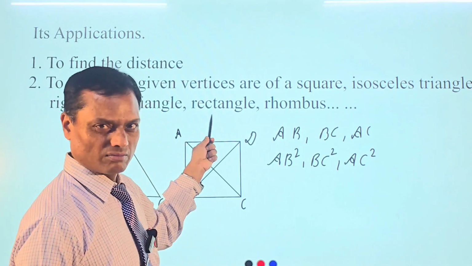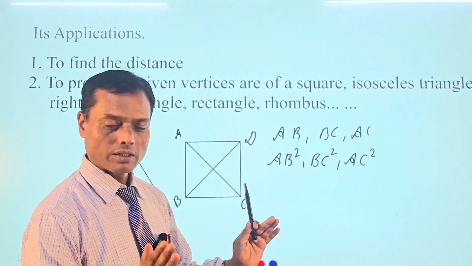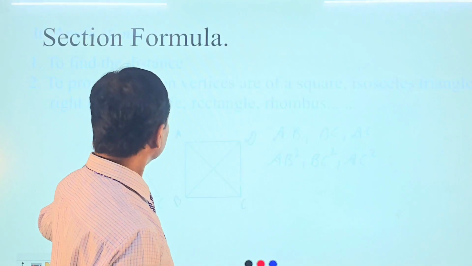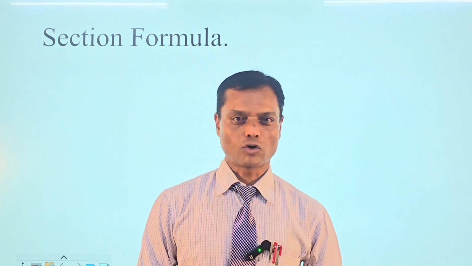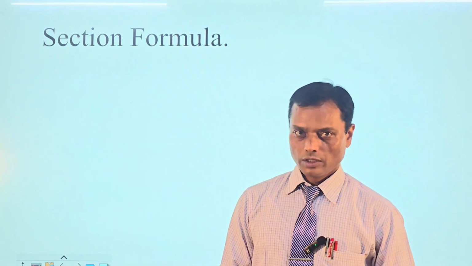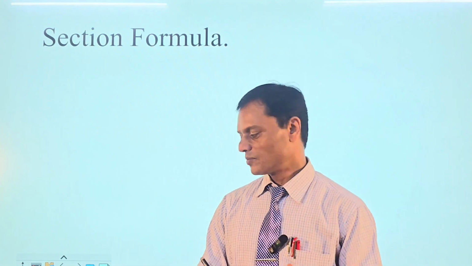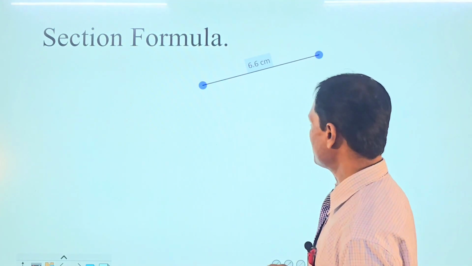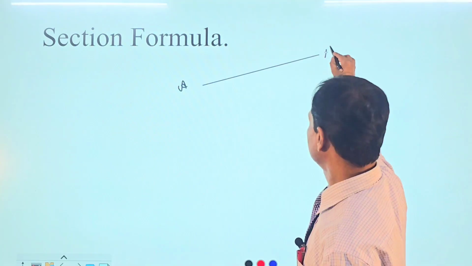In a rectangle, you have to prove the opposite sides are equal, and the diagonals are also equal. Don't forget. The next is the section formula. What do you mean by the section formula? For the section formula, let's say you have a line, any line, that's AB.